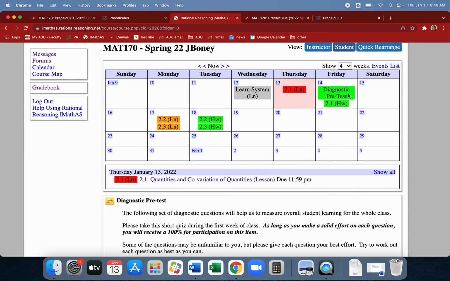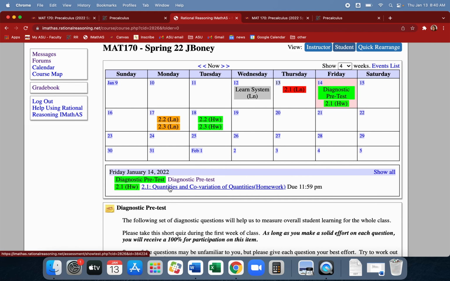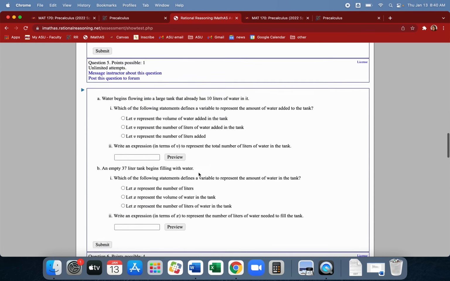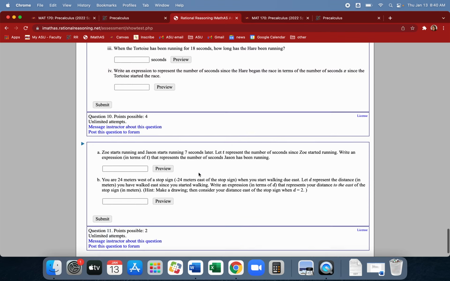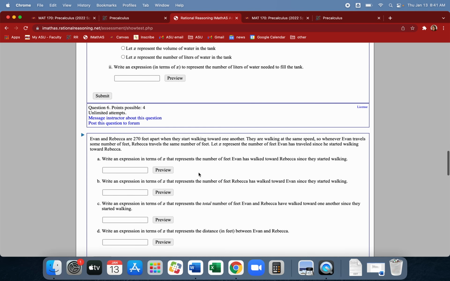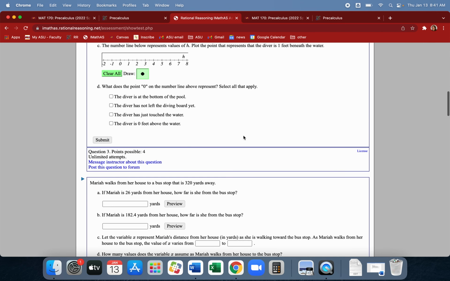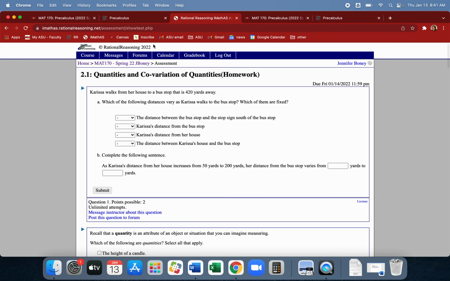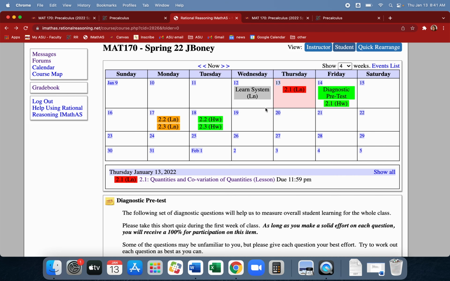2.1 homework is due by tomorrow night. If you're having trouble, please visit the forums. There might be questions already posted there by the time you're there. There weren't any yet this morning. But this 2.1 homework, if you click on it, there's a bunch of questions, 11 questions. And they're all related to the 2.1 investigations, the 2.1 lesson that's in the same thing. They're all similar sorts of topics. This is about fixed and varying quantities and covariation, variation alongside something else of quantities. That's due by tomorrow night.